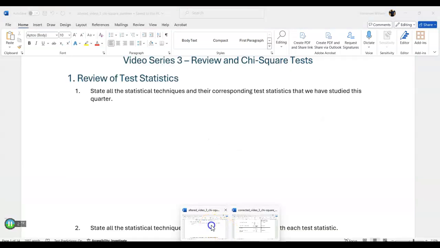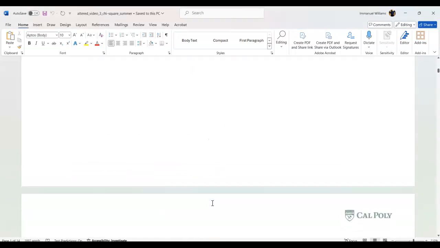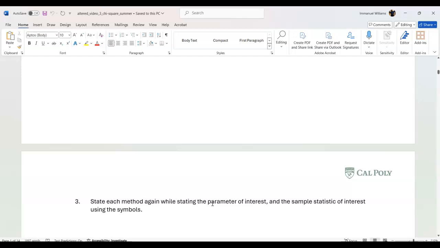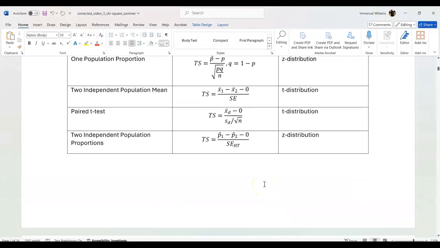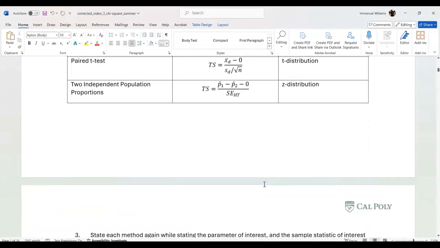The next question says, state each method again, while stating the parameter of interest, the parameter that we don't know and are trying to estimate, and the statistic of interest using symbols. Okay. So, we went over this in the past video, but we're reviewing.